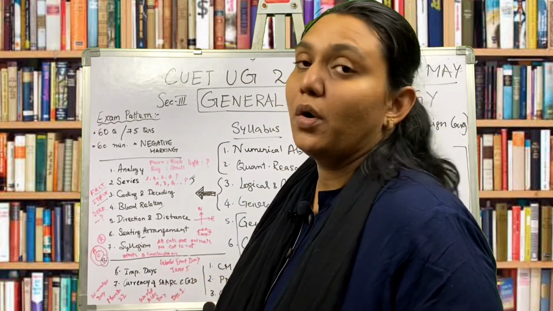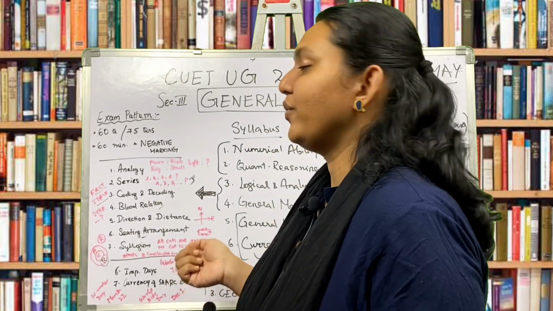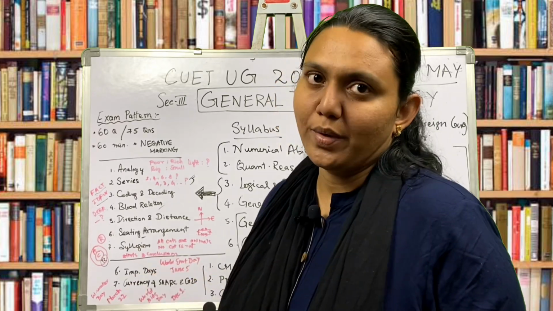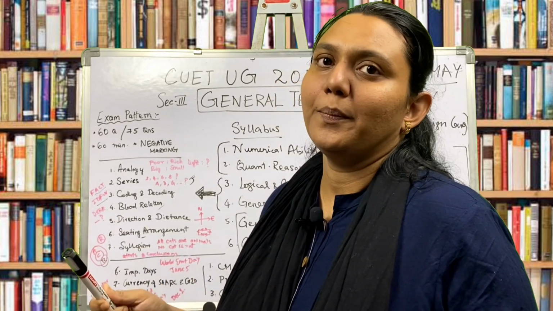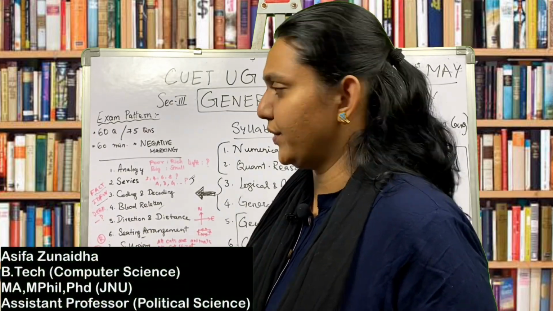Then you have to know the important days, the list of world important days, right? For example, World Environment Day falls on June 5 and World Water Day falls on March 22. These are all celebrated by the United Nations. Then you have to know the currency of different countries, the SAARC countries and G20 countries. What is the currency of Sri Lanka? What is the currency of Canada, etc.